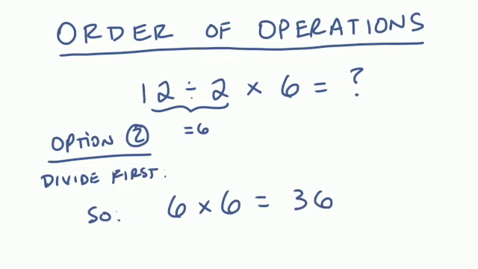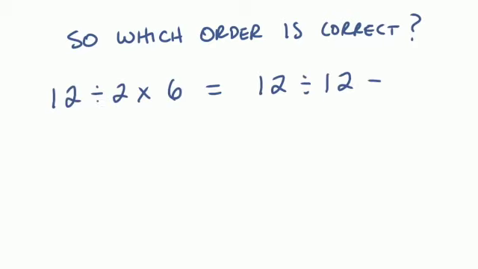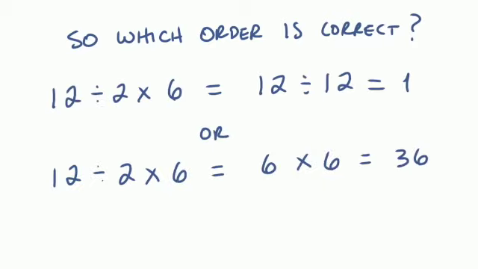Clearly, two different answers. They can't both be right. So which order is correct? Do we multiply first? Do we divide first? Multiplying first gave us an answer of 1, dividing first gave us an answer of 36. They can't both be right. So to settle the issue, mathematicians agreed on an order of operations. We can use the acronym PEMDAS to help us every time.